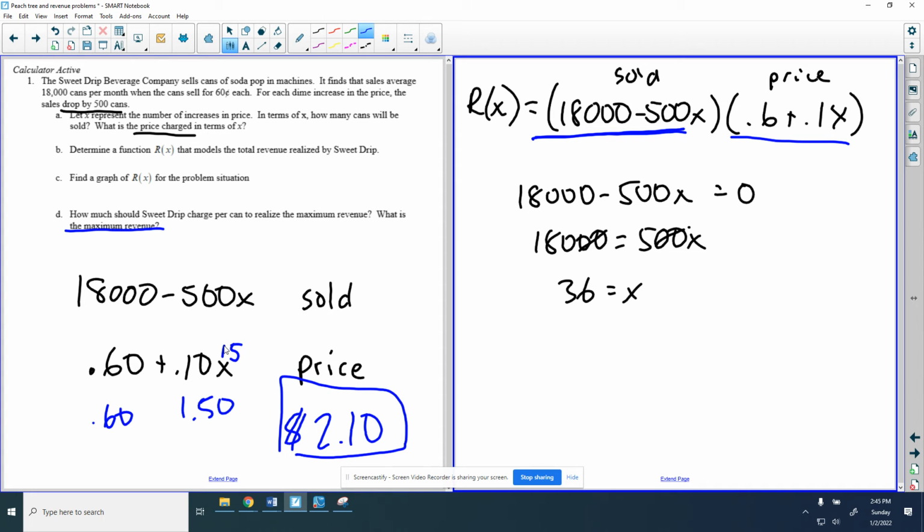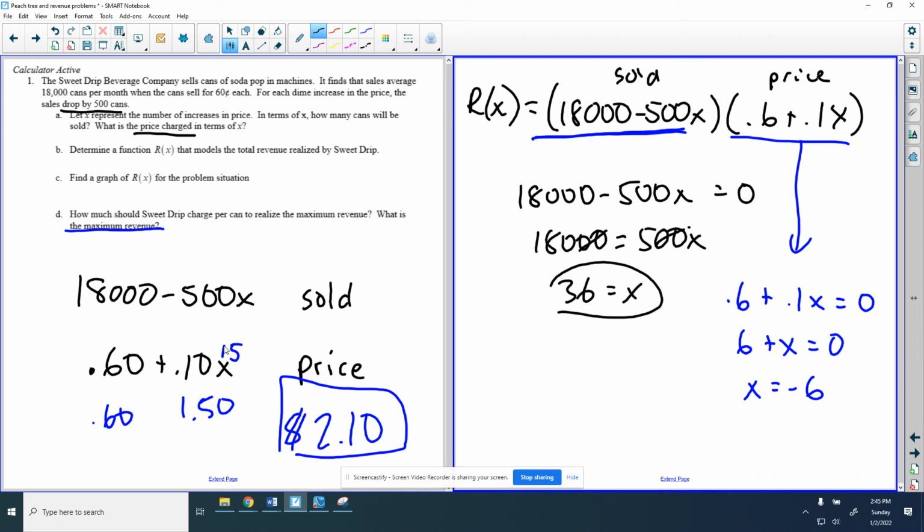My other one would come from here. 0.6 plus 0.1x is equal to 0. Just multiply both sides by 10: 6 plus x is equal to 0. And I get x is equal to -6. Okay, so I've got a zero at 36, a zero at -6.